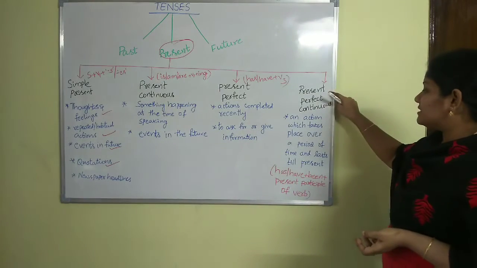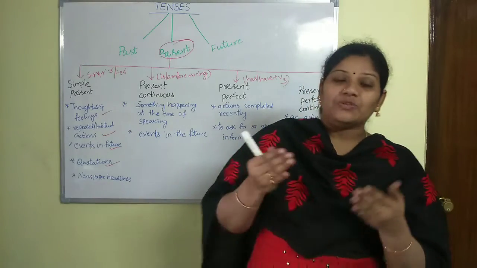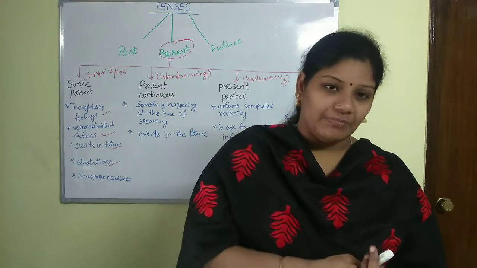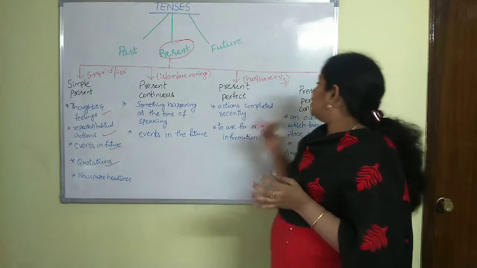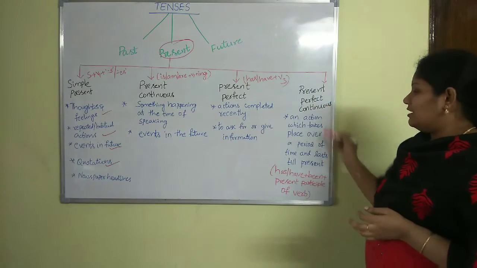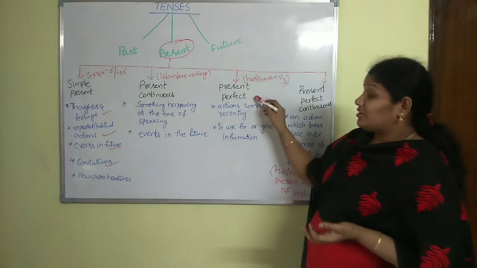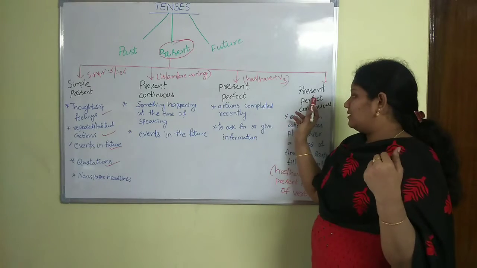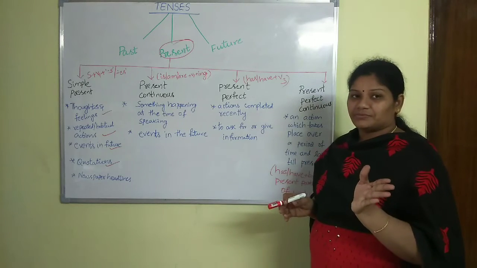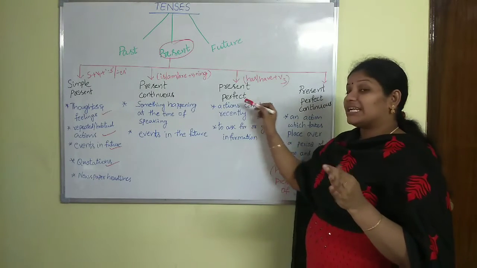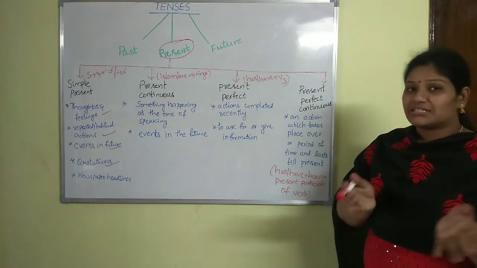Next, coming to present perfect continuous tense. What is present perfect continuous tense? Suppose an action has already started in the past and still is in continuation, in such a case we use this present perfect continuous tense. So what's the difference between present perfect and present perfect continuous? In both cases, the action has started in the past. But in present perfect, it is completed very recently. In present perfect continuous, it's not yet finished, it's going on.